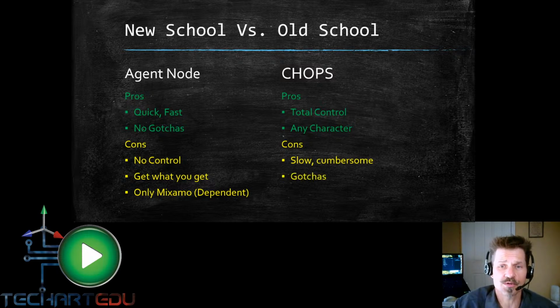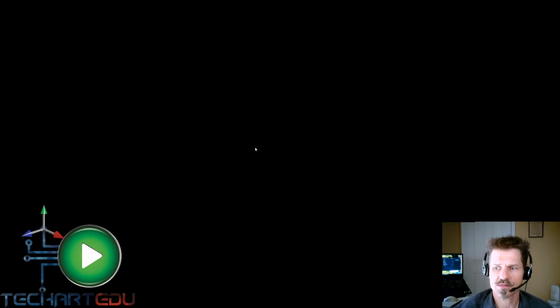So what we're going to do this week is I'm going to show you how to use VAT in order to export a character from Mixamo and get it into UE4. And then next week, I'm going to show you how to do the same thing, but instead of using the agent node, we are going to use CHOPs. Okay, with that said, let's get the show on the road and get going. I need to set things up a little bit and move things around.